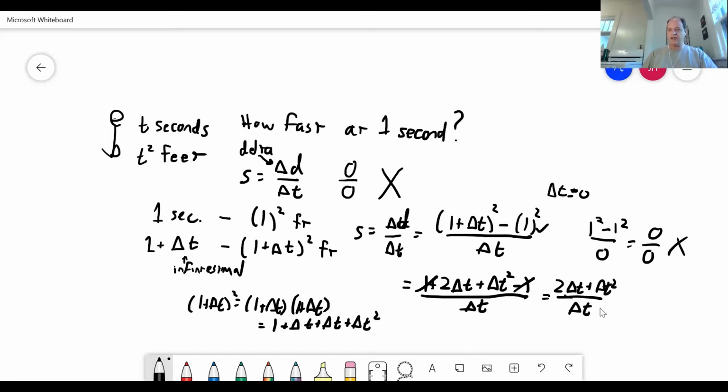Now we have a delta t common to both terms in the top, so we can factor it out. So we just have 2 plus delta t times delta t. We factored a delta t out of 2 delta t and a delta t out of delta t squared. And here's the thing. Now we can cancel the delta t's in the top and the bottom. And by canceling those out, it is now safe to plug in 0 for delta t. We can make it 2 plus 0, which is 2. All right.